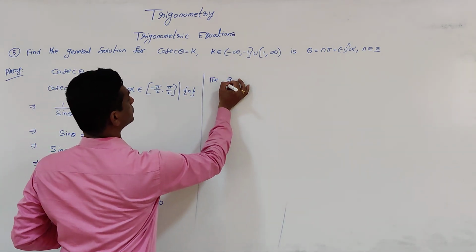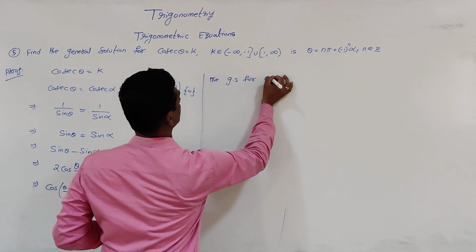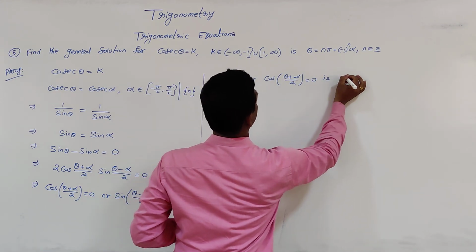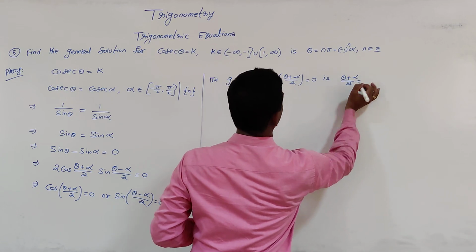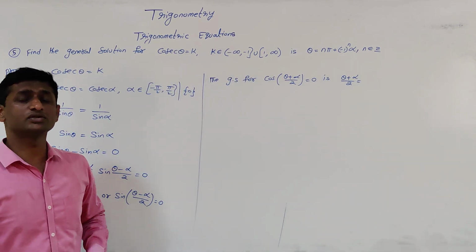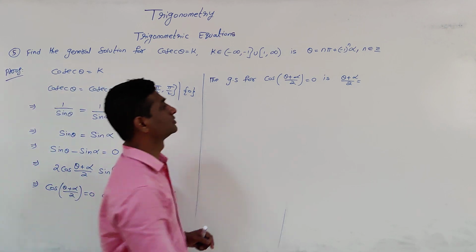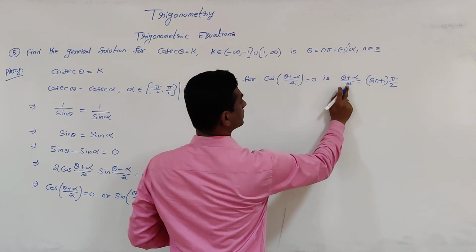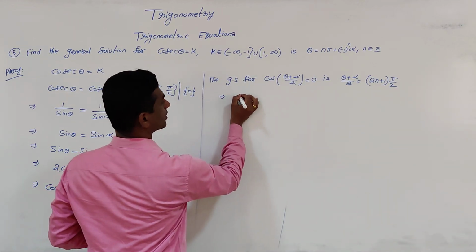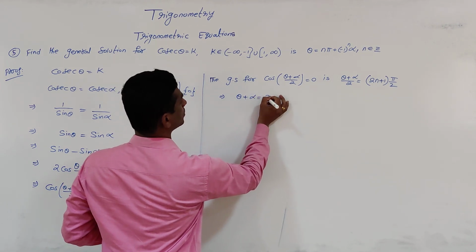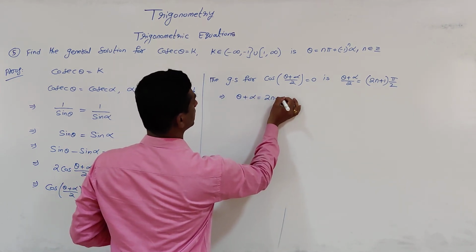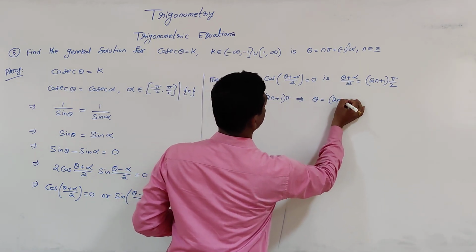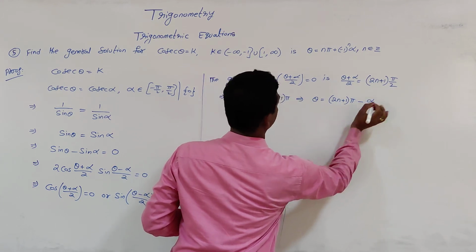The general solution for cos of (theta plus alpha) by 2 is equal to 0 is: theta plus alpha by 2 is equal to, so what is the general solution for cos theta is equal to 0? It is odd multiples of pi by 2, that is 2n plus 1 times pi by 2. If we take the 2 to cancel, it will be theta plus alpha is equal to 2n plus 1 times pi, which implies theta is equal to 2n plus 1 times pi minus alpha.